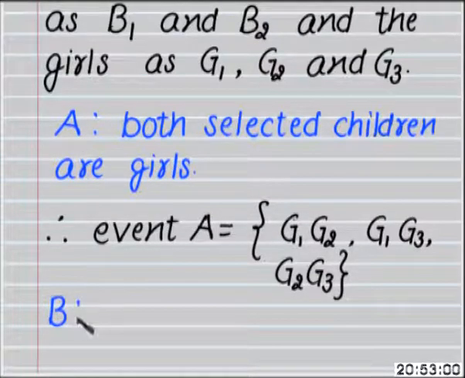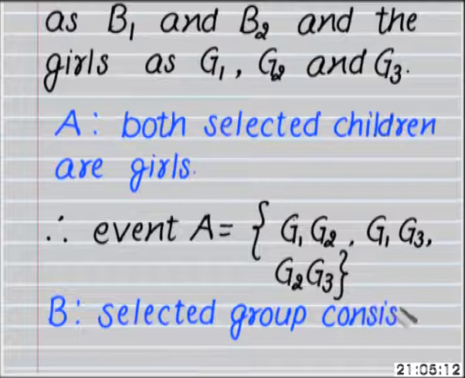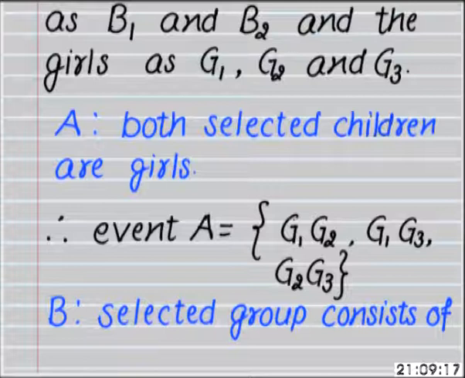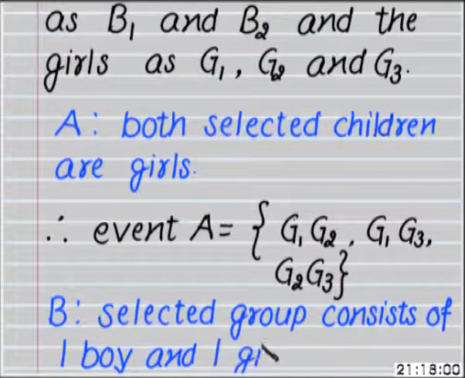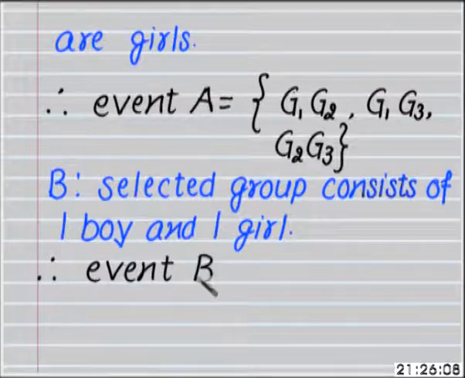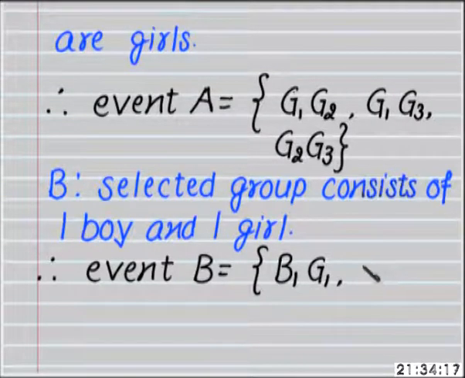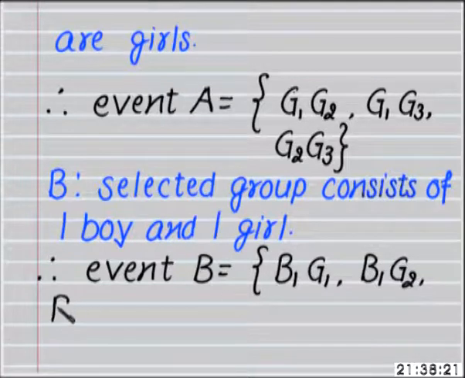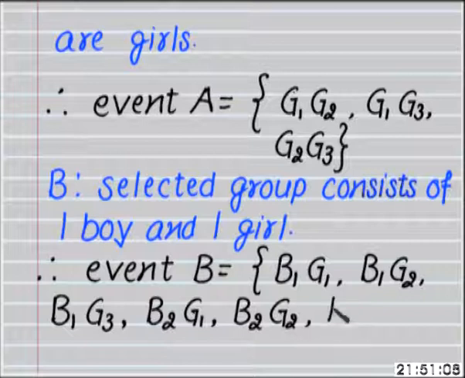Now for event B, such that the selected group consists of one boy and one girl, therefore event B is equal to the set containing outcomes as B1 G1, B1 G2, B1 G3, B2 G1, B2 G2 and B2 G3.